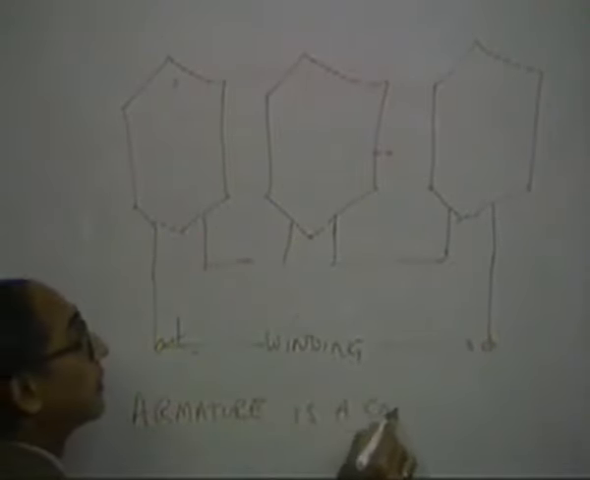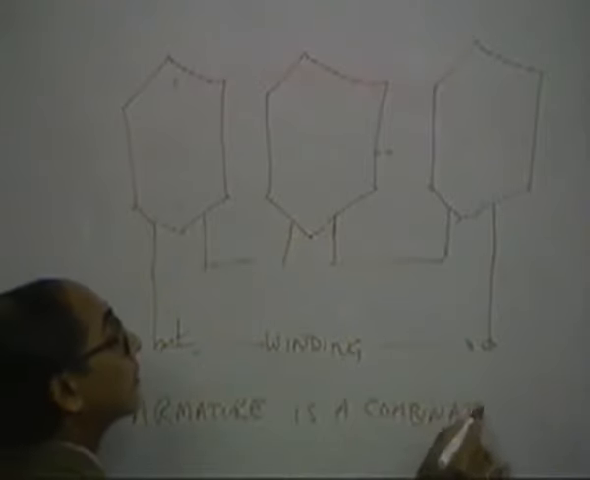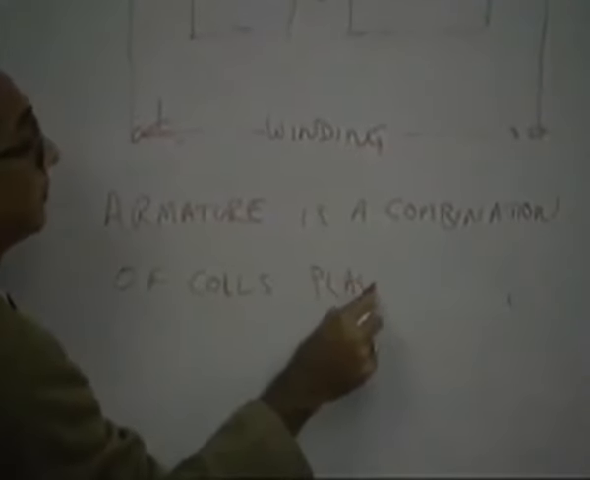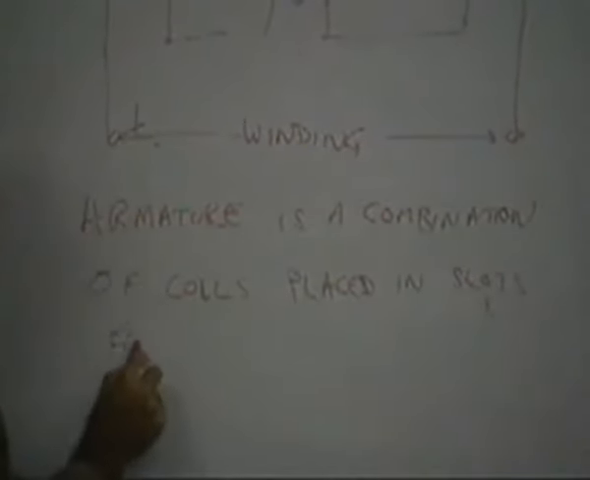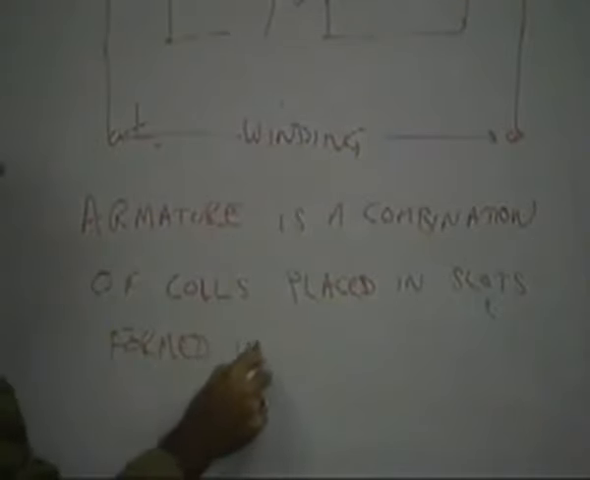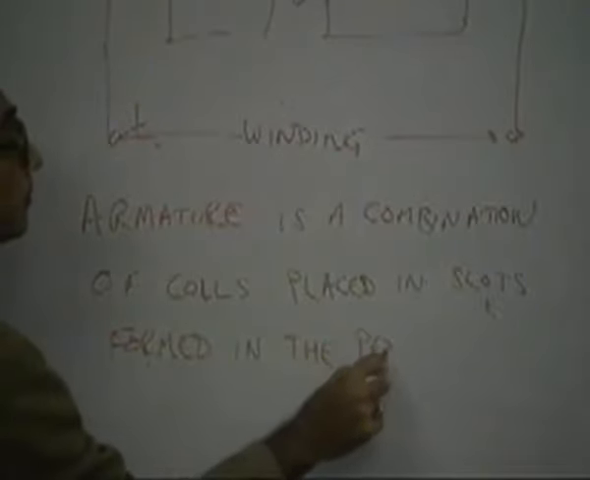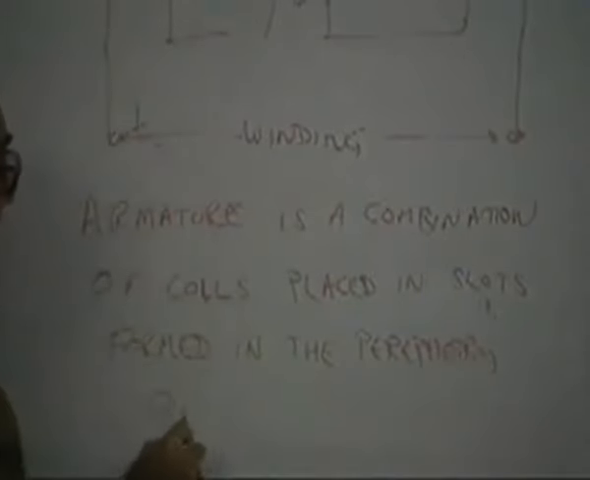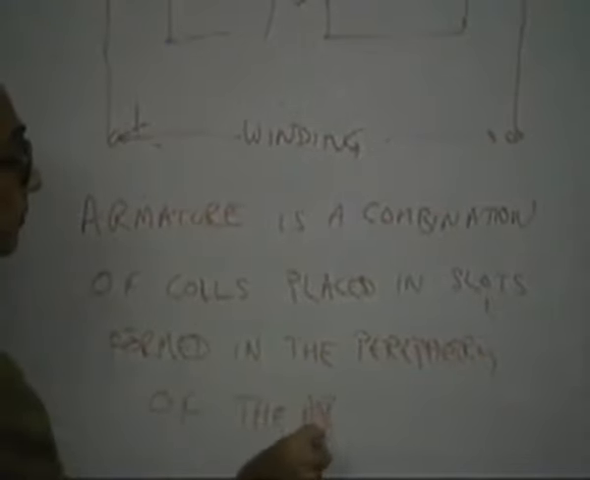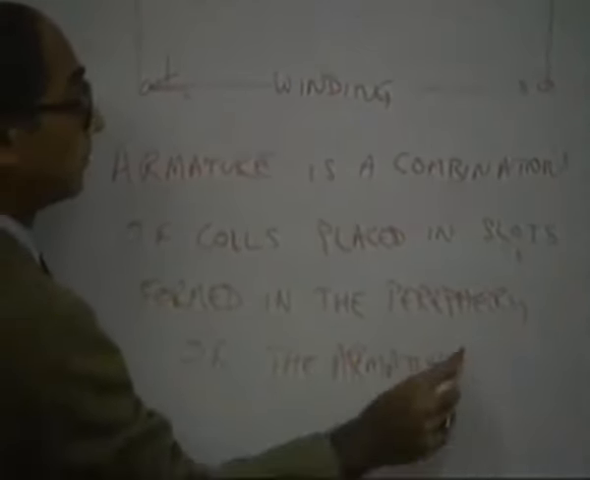So therefore, we say armature winding is a combination of coils placed in slots formed in the periphery of the armature.